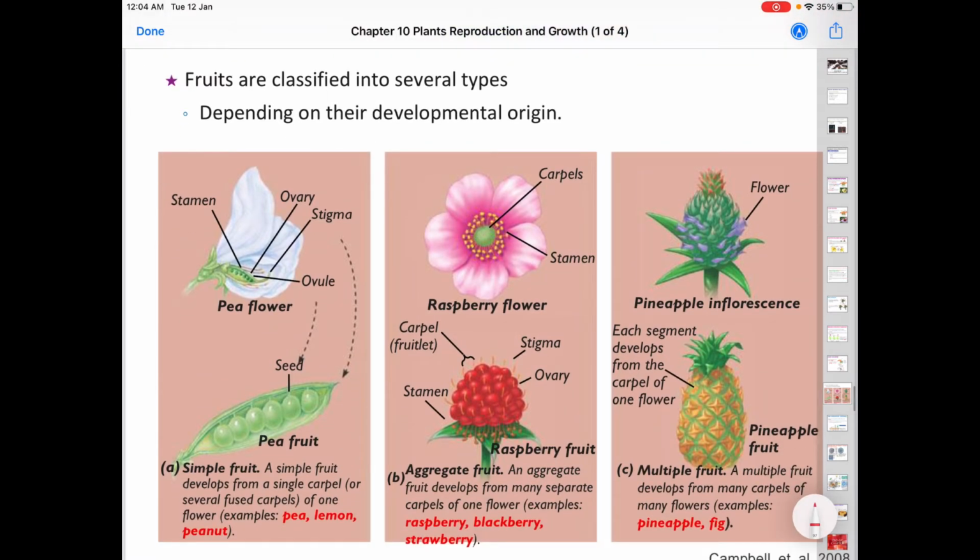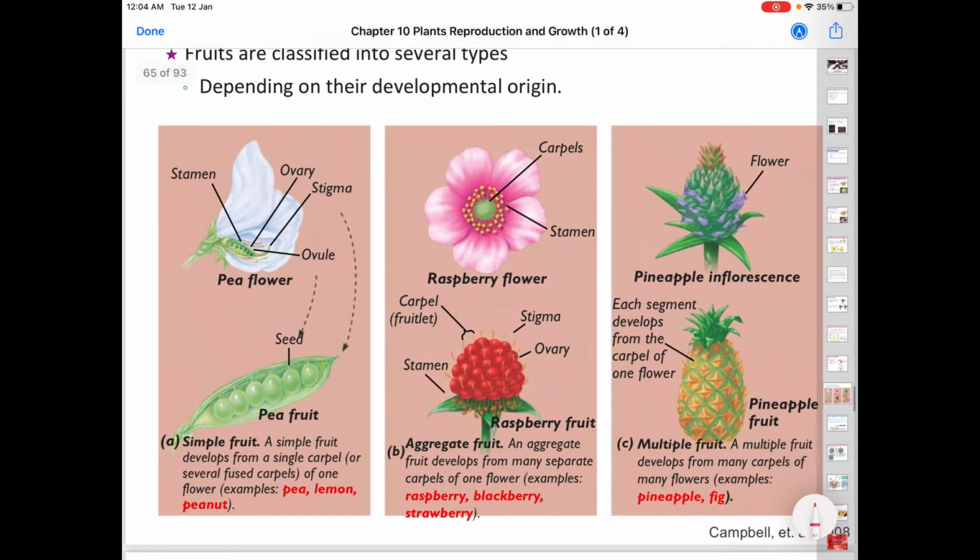Fruits are classified into several types, depending on their developmental origin. For example, simple fruit. A simple fruit develops from a single carpel or several fused carpels of one flower, for example the pea, lemon, and peanut. And we have aggregate fruit. Aggregate fruit means more than one fruit in a group, developed from many separate carpels of one flower, for example raspberry, blackberry, and strawberry.